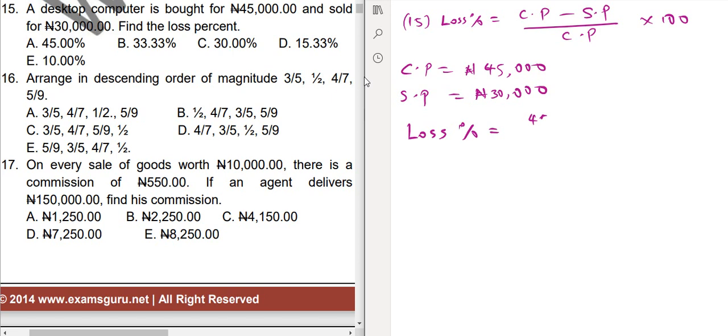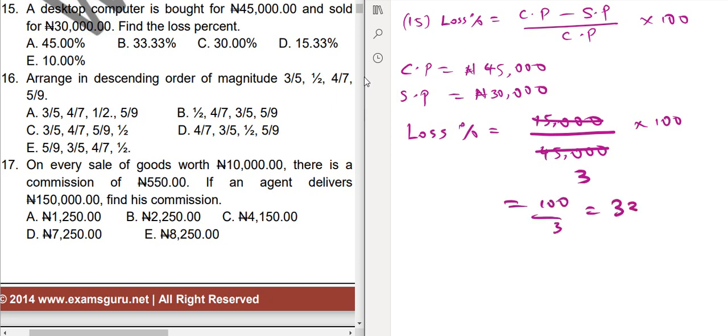If you want to get the loss percent, it will be cost price, 45,000 minus 30,000, which is the loss, right? Don't forget that cost price minus selling price is the loss, so we can say loss over cost price times 100. What's the loss here? 15,000. Good. Over the cost price, 45,000, times 100. That gives us 100 over 3, which is 33.33%. Option B.